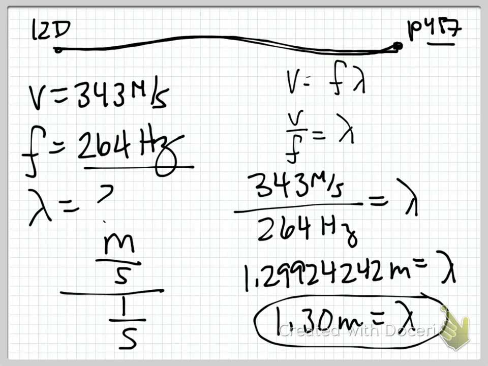Same for a wind instrument or an air-driven instrument like a bagpipe or a clarinet or anything else. That vibration with that note, 264 cycles per second, it's going to be a whole 1.3 meters away to complete a cycle of motion in air. I just find that kind of fascinating.